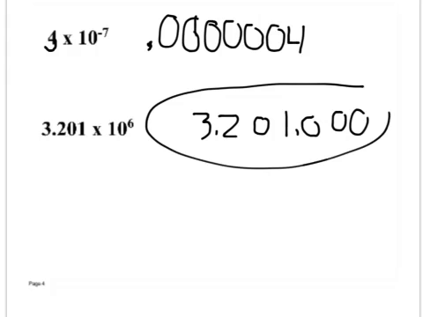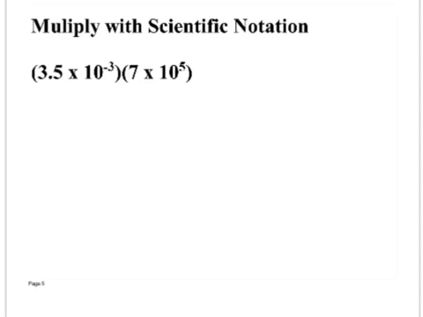That gives us 3,201,000. Homework? Okay, write this. Multiply with scientific notation. What I do is I put the like terms together and multiply those, which my like terms here are the ones without exponents and the ones with exponents.